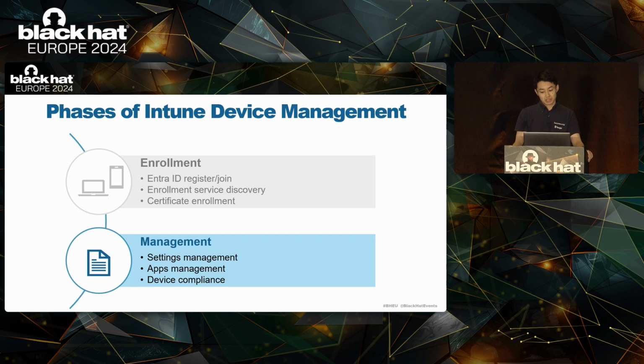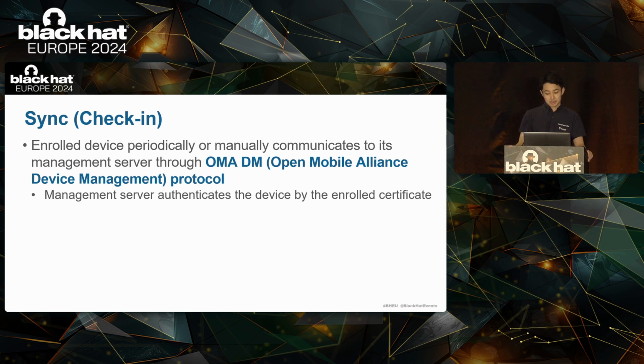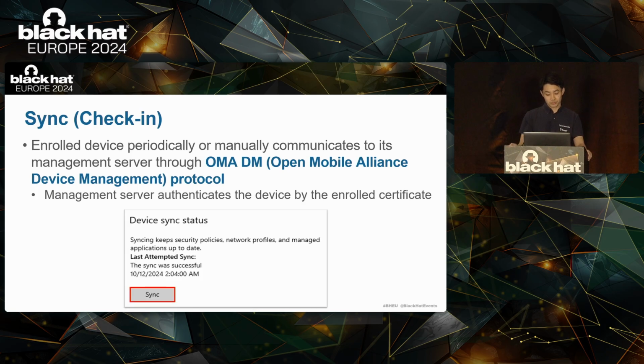Now, let's take a look at how Intune manages its device. So once the device is enrolled to Intune, the device communicates to the Intune management server through the OMA DM protocol. And during the protocol, the management server can identify the device through the enrolled certificate. As for Windows, you might have seen this sync button. And if you press this button, you can start the communication manually. And this is also called check-in.